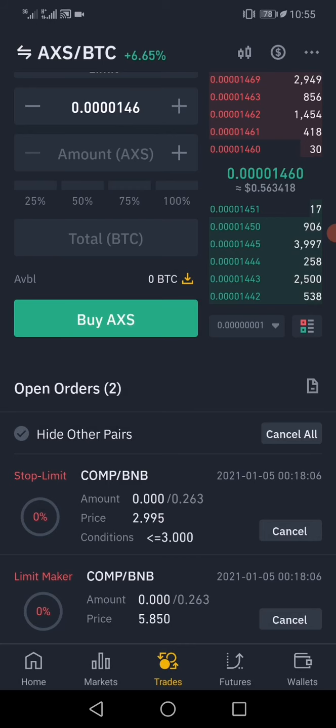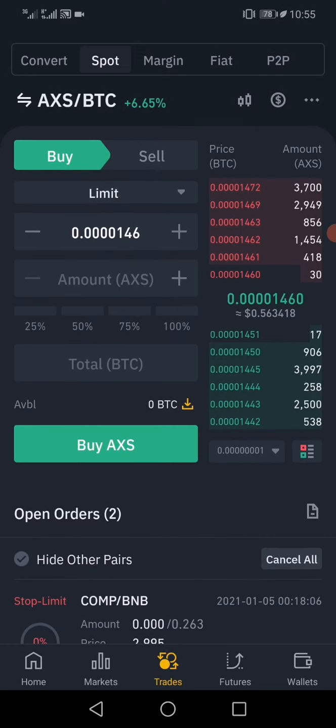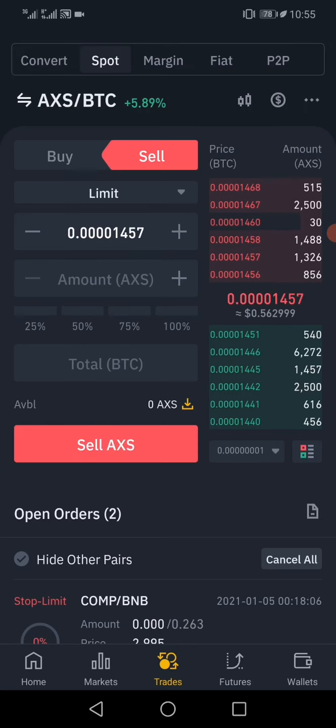Okay, so I was saying the next thing is you want to sell after you've bought the coin. So you come back to the sell side of the page. So buy, sell. So I want to tap on the sell. Now everything will change. It will come back to red, meaning I want to sell.